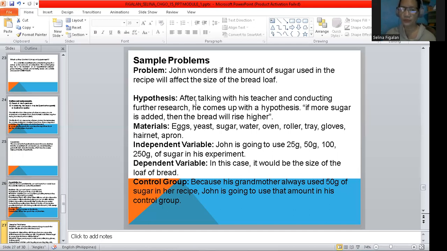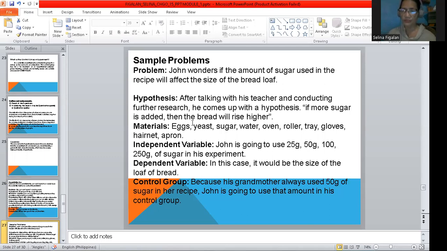Okay. So, ang hypothesis, after talking with his teacher and conducting further research, nag-interview na siya, okay, nag-gather siya ng information from authors, he comes up with a hypothesis. Siguro may nagsasabi, hindi. Ang kanyang hypothesis, if more sugar is added, baka sa kanyang interview, nagsabi, oo, naka-apekto yon. Ang sugar kasi na content ay nakaka-apekto siya sa pag-alsa ng bread. Okay, if more sugar is added, then the bread will rise higher.